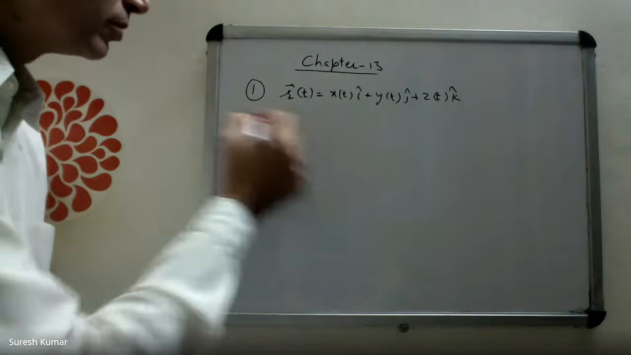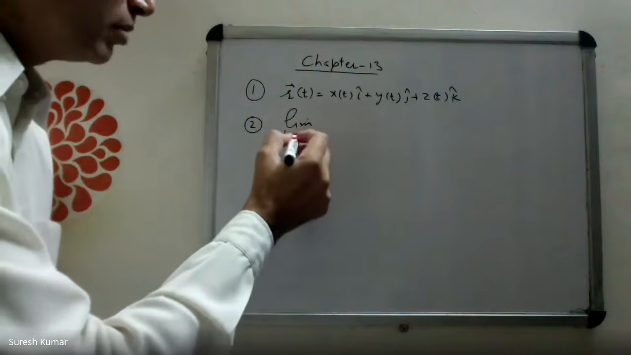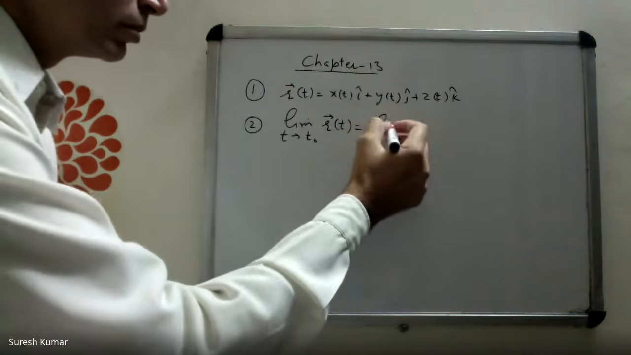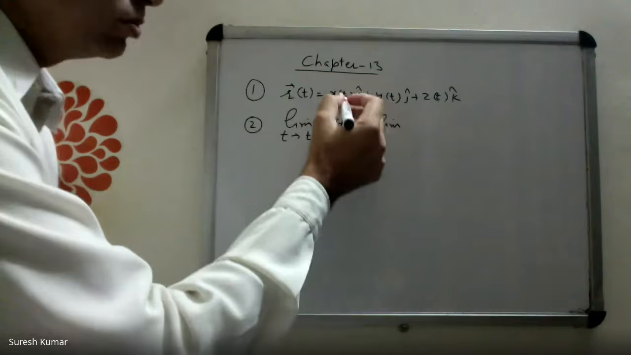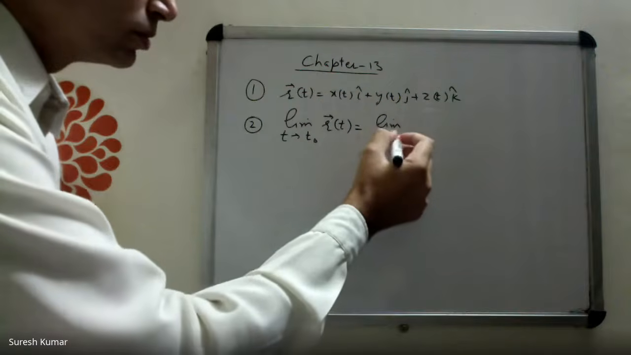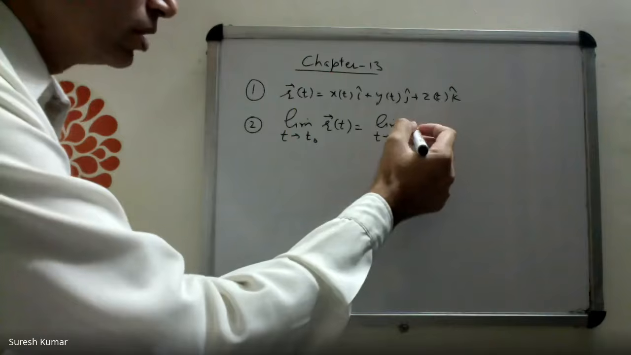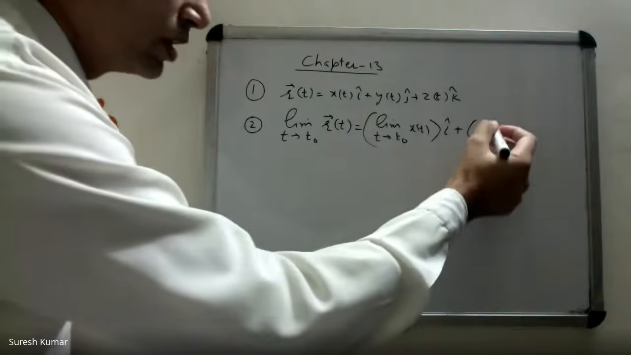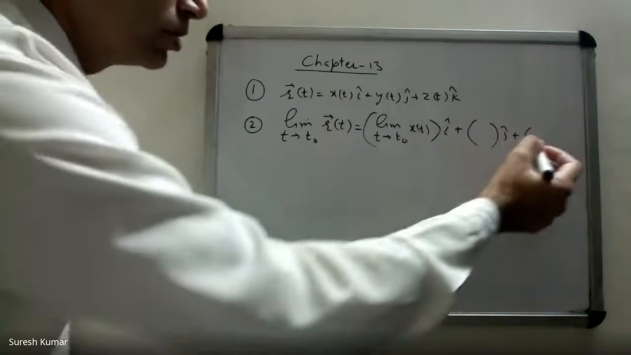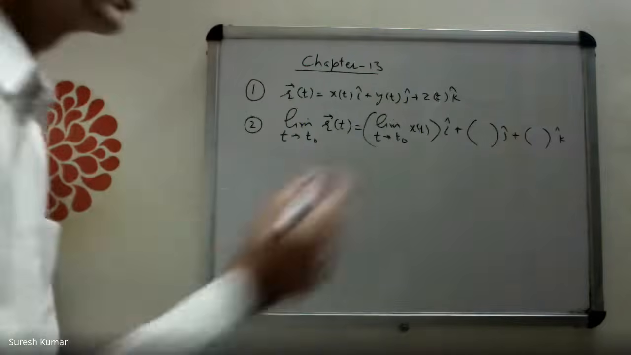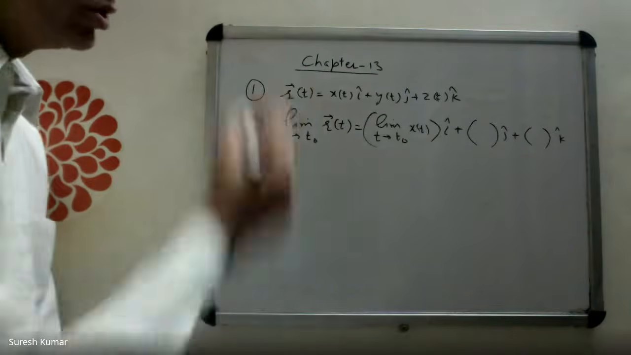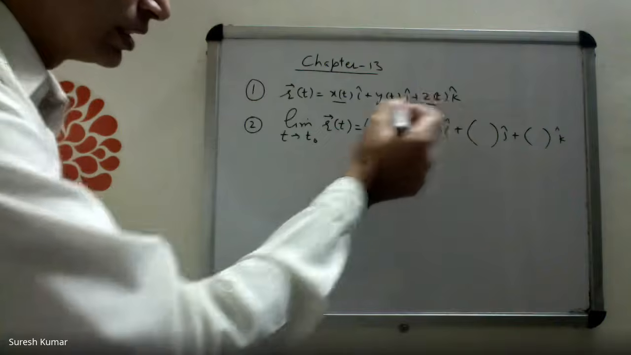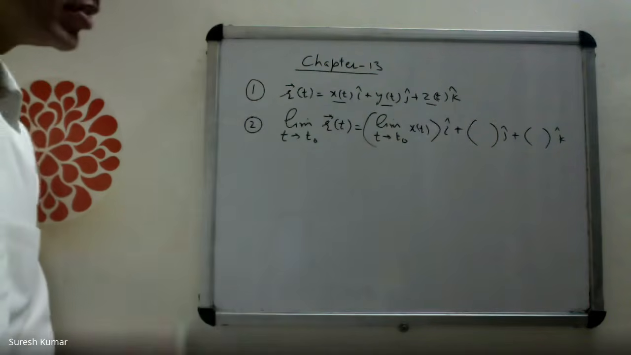Next point, to find the limit of r(t) as t goes to t0, what we do, we find the limit of each component. Limit t tending to t0 x(t) i cap, plus limit t tending to t0 y(t) j cap, plus limit t tending to t0 z(t) k cap. Continuity of r(t): how to check continuity of r(t)? Continuity of x(t), y(t) and z(t). If x(t), y(t), z(t) are continuous, we say r(t) is also continuous.